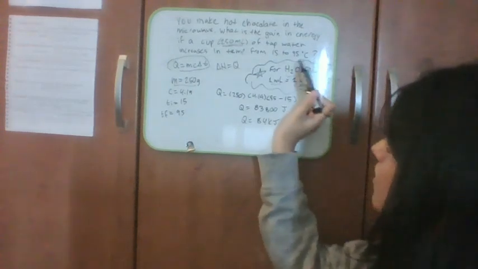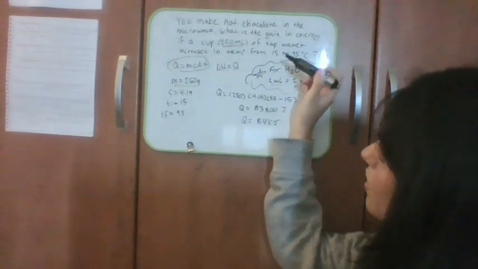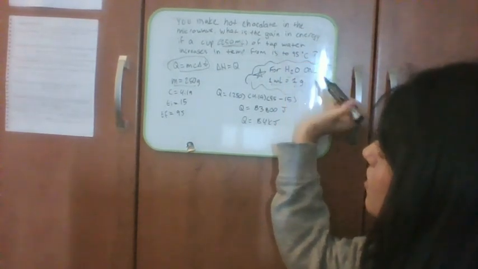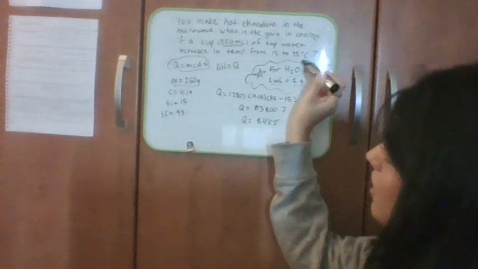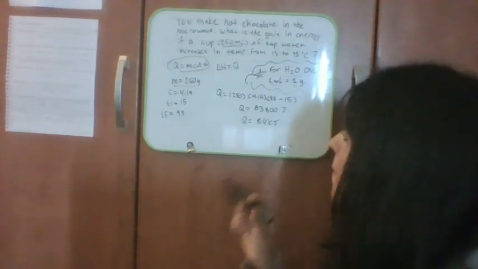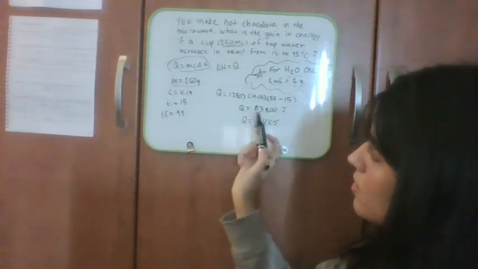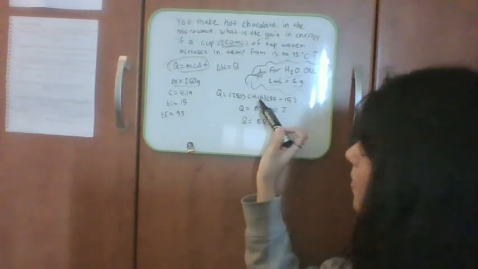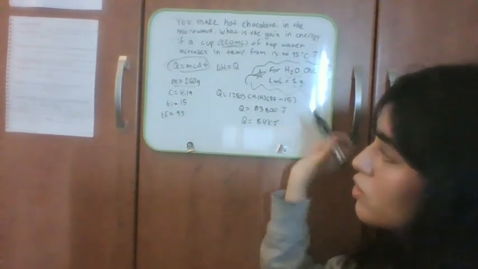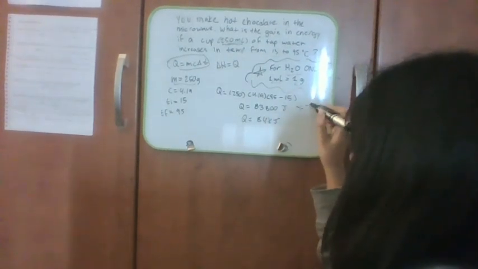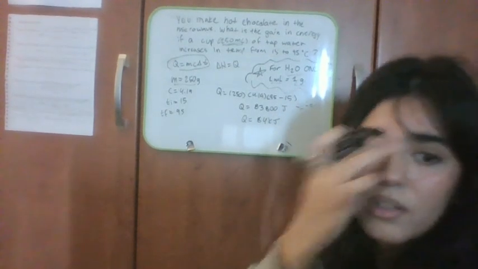And you have the delta T. You have the initial temperature, which is 15 degrees Celsius, and the final temperature, which is 95 degrees Celsius. And here I just plugged it into the equation, Q equals mc delta T. I put the mass, I put the heat capacity, and I put delta T. Just know that when you're plugging in delta T, it's T final minus T initial, not the other way around.